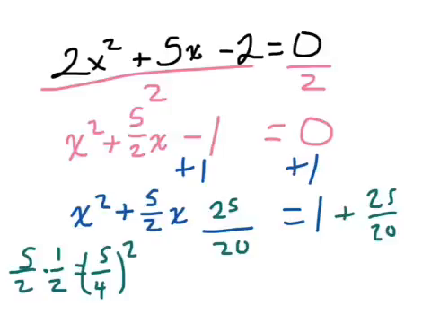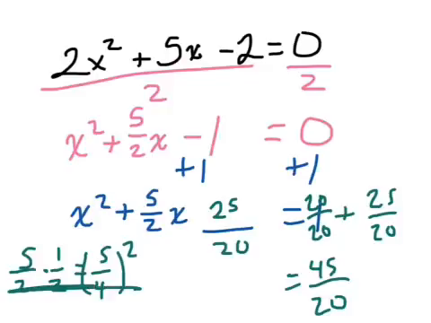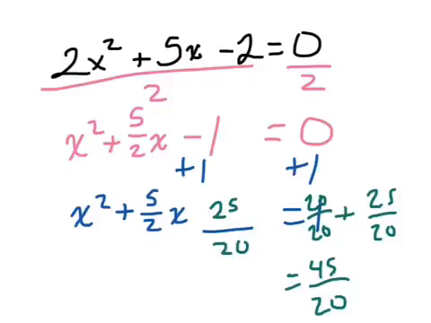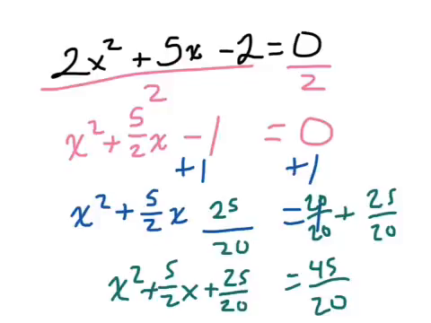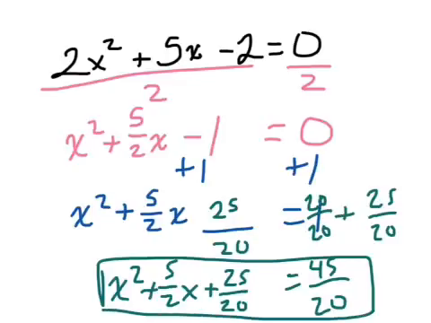We'll change the 1 to 20 over 20, make that 45 over 20. And go ahead and get rid of this to clean it up a little. And we'll move the rest of the function down. X squared plus 5 halves x plus 25 twentieths. And so now this is a perfect square trinomial that we can use to our benefit in solving this equation.